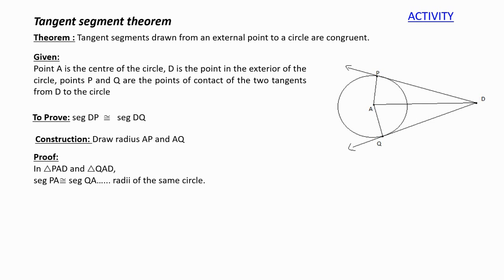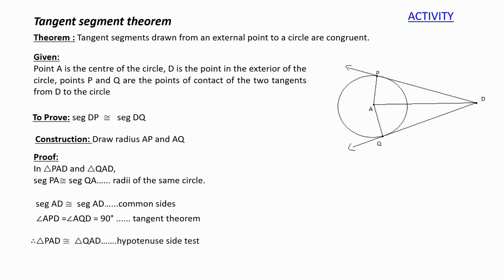Proof. In triangle PAD and triangle QAD, segment PA is congruent to segment QA as they are radii of the same circle. Segment AD is congruent to segment AD as it is a common side in both the triangles. Angle APD is equal to angle AQD, equal to 90 degrees by tangent theorem. Therefore, triangle PAD is congruent to triangle QAD by hypotenuse side test. Therefore, segment DP is congruent to segment DQ by corresponding sides of congruent triangles.